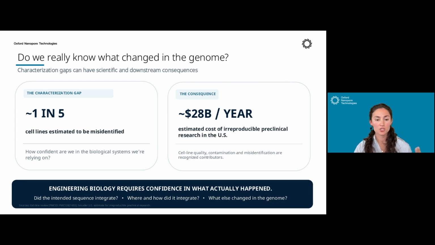And when we're engineering the genome, that last point becomes increasingly important. It's not necessarily enough to always ask whether the intended change occurred. What actually happened in the genome? Were there unexpected integrations or larger structural changes, and do we have enough genomic context to understand the complete event? As the complexity and the consequences of these engineered systems become more and more advanced, so does the importance of answering these questions with confidence.